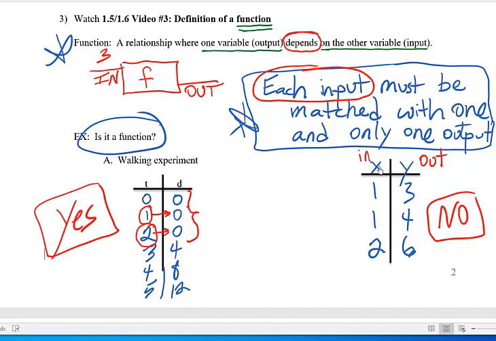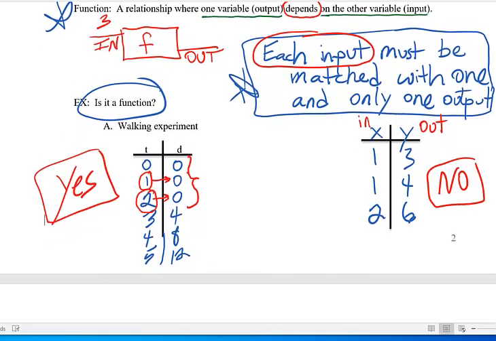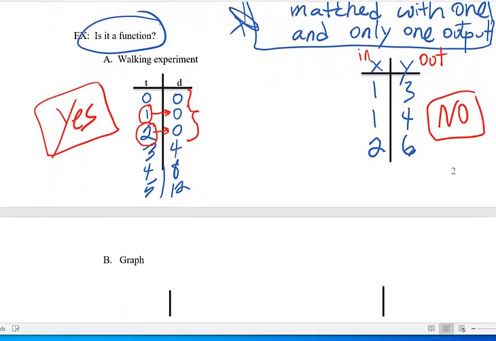By the way, you'll notice I put X and Y here instead of T and D. That's because every single one of those walking problems that I did, those were all functions. They're all functions. This couldn't possibly be a walking problem because it would mean that after 1 second I was 3 feet away as well as 4 feet away. Well, that's impossible, right? I can only be in one place at one time. So all of those were functions.